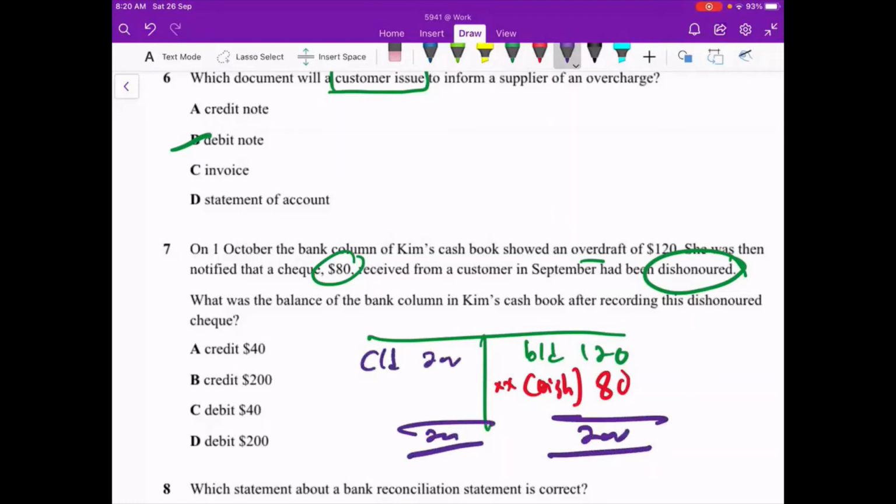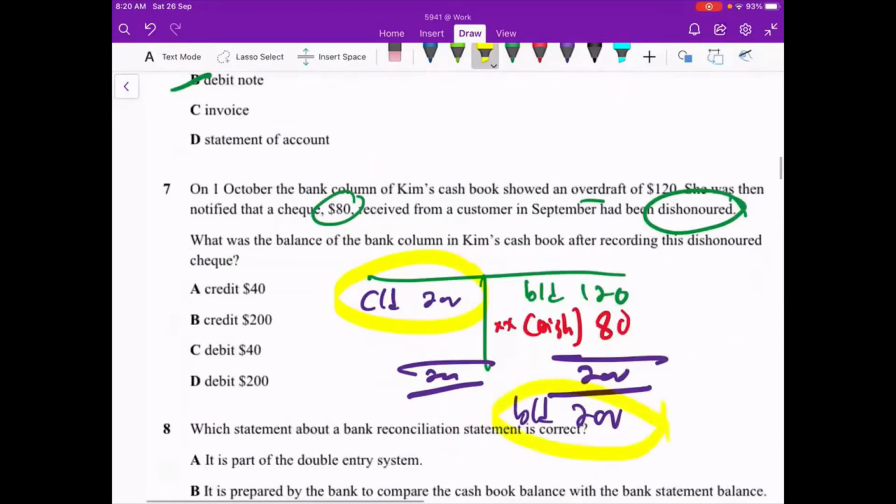Balance c/d. This balance c/d will become balance b/d. We don't normally consider the balance c/d as the answer. We want the balance b/d. So the answer is 200 on the credit side. 200 on the credit side is the answer.